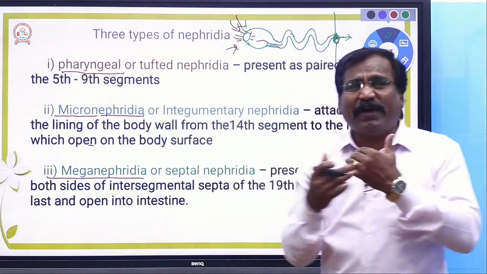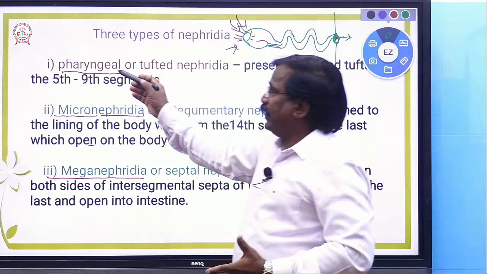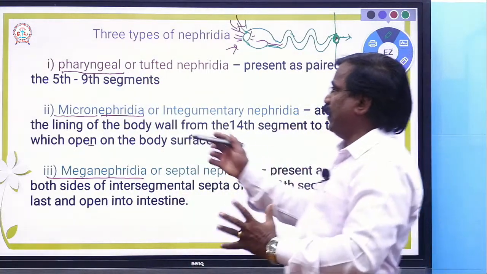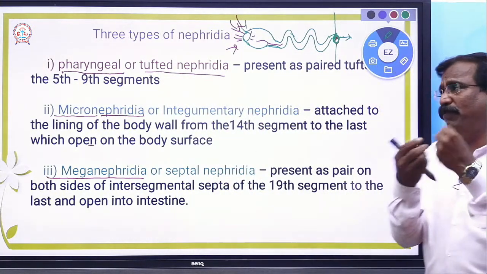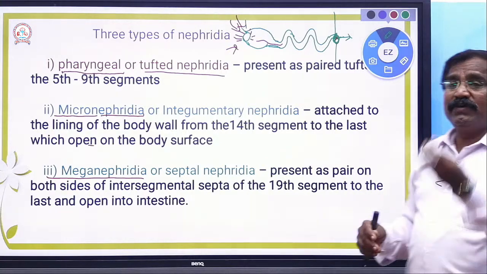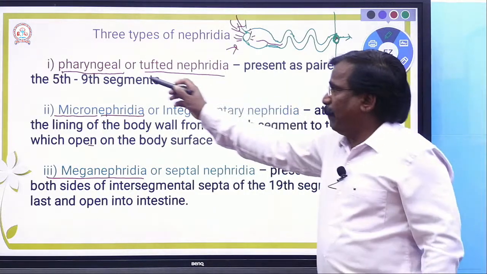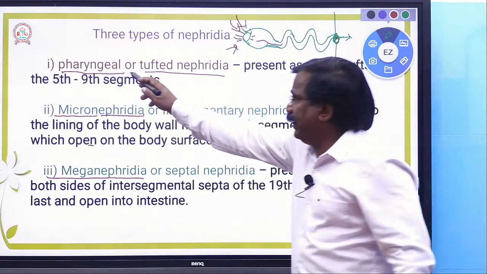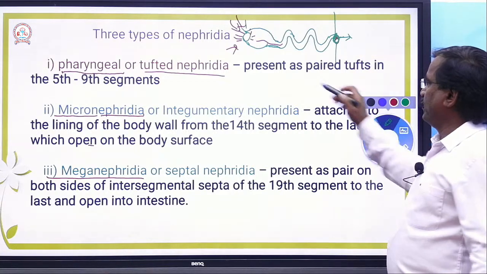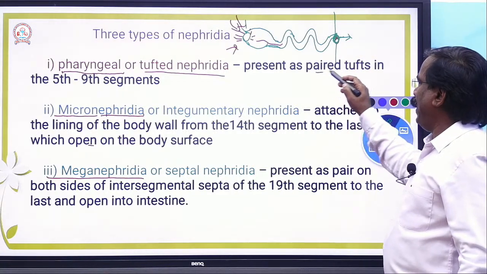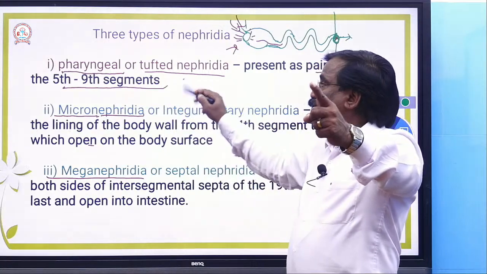Based on the location and structure, there are these types. Pharyngeal, which is located in the pharynx region, is called tufted. Why is it called tufted? Tuft means cluster, just like a bunch of grapes. So it is the pharyngeal or tufted nephridium. It is present as a paired tuft in the 5th to 9th segments. Very important, one mark question.